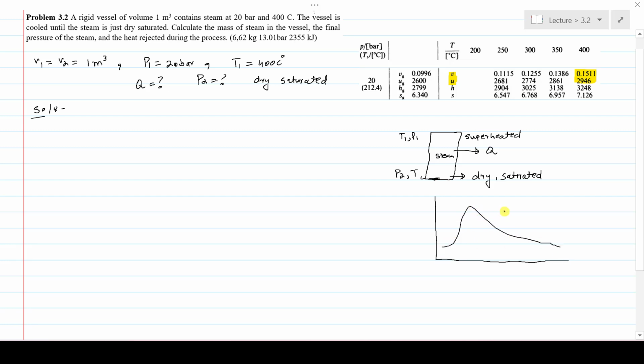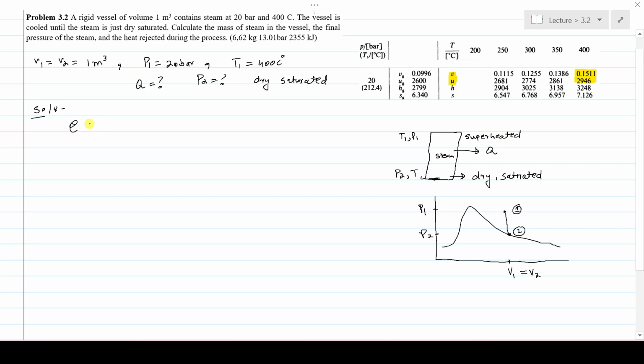Initially the steam is in the superheated region. This is, let's say, its pressure P1, corresponding volume V1. Then heat rejection takes place and from the superheated region it reaches the dry saturated condition. After heat rejection, the steam is in the dry saturated region, and here the pressure is P2. The final state volume V2 is equal to volume V1 because the vessel is rigid. And it's obvious that the steam's initial and final state volume must be the same.